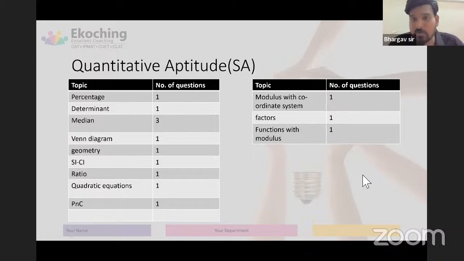And yeah, there was one question on functions within modulus, and you might have found it difficult because modulus was also there, functions were also there, so you must have left it. There was one question with modulus with coordinate system, right? So this was the paper overall. In short answers, you could have easily answered 4 to 5 questions without any problem. If you have done a little bit of previous year questions, you must have solved more than 7 or 8 questions, right?